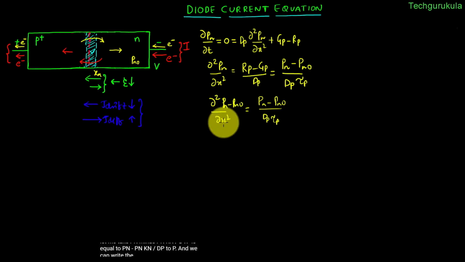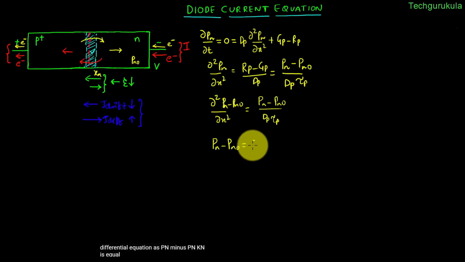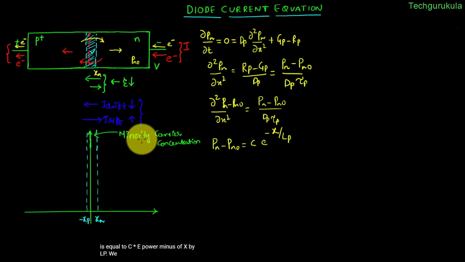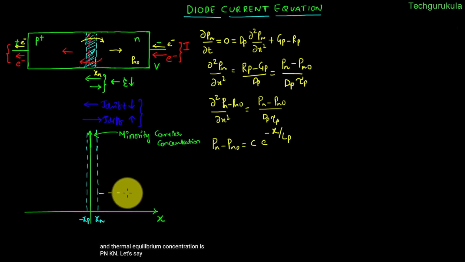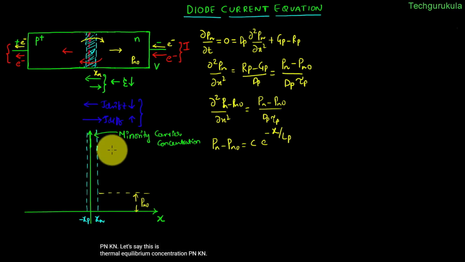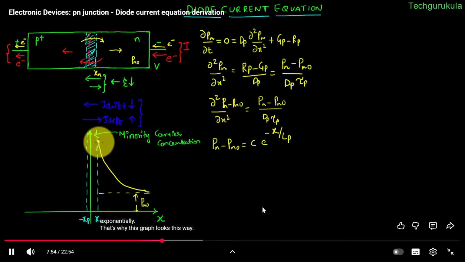And we can write the solution for this differential equation as Pn minus Pn naught is equal to C times e power minus x by Lp. We can represent the minority carrier concentration with respect to distance. Let's say this is the thermal equilibrium concentration, Pn naught. Because of the injection, the carriers would be high at this point, and as they diffuse, they recombine. That's why this graph looks this way. This graph would be for Pn of x.